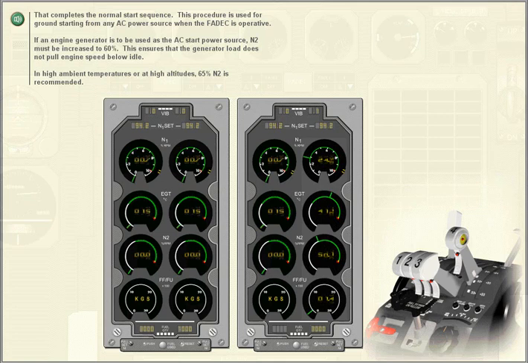This procedure is used for ground starting from any AC power source when the FADEC is operative. If an engine generator is to be used as the AC start power source, N2 must be increased to 60%. This ensures that the generator load does not pull engine speed below idle. In high ambient temperatures or at high altitudes, 65% N2 is recommended.